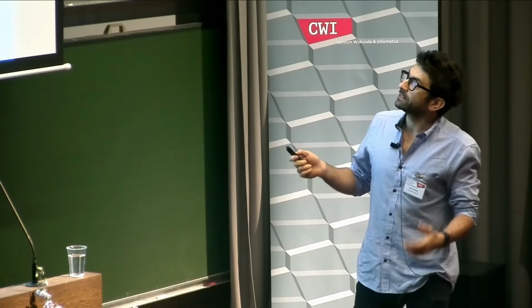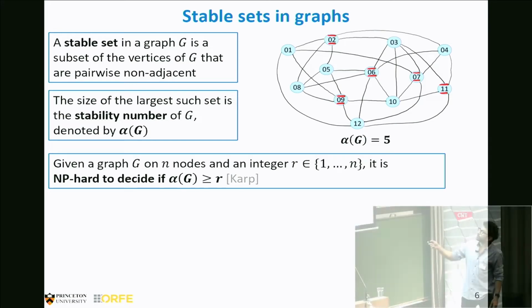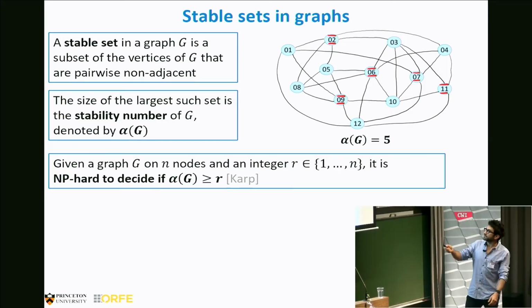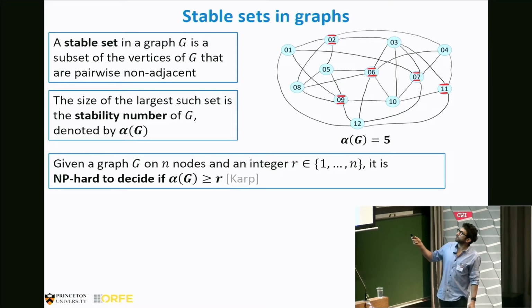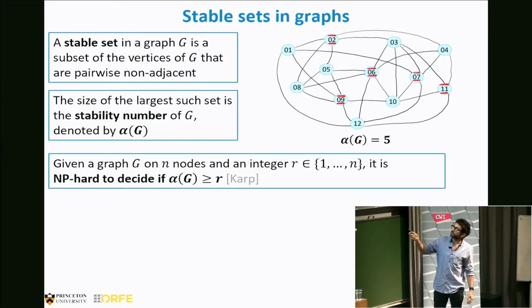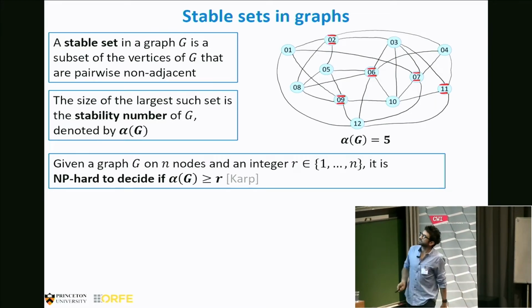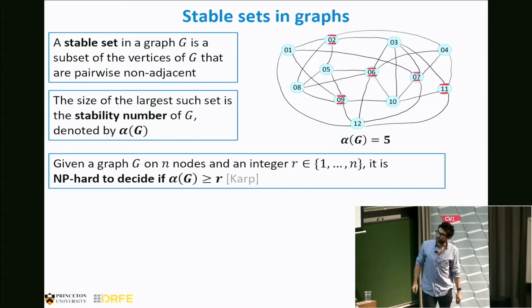So a stable set in a graph is a subset of the nodes that are pairwise non-adjacent. And the stability number of a graph, also denoted by alpha, as Frank had it, is the size of the largest stable set. So for instance, in this graph, you have 5 nodes that are pairwise non-adjacent. And you can check that you cannot do 6 vertices. So indeed, the alpha of this graph is 5.